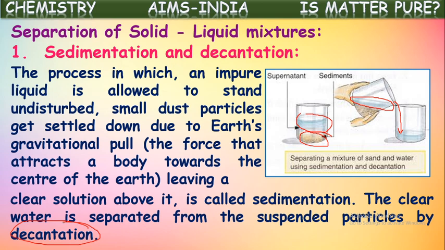Two are there. First, they will allow these solid particles in a liquid to settle down. How? By leaving this container without disturbing for a certain time. Then what happens? All the solid particles will settle down. That is called sedimentation. After settling down, the pure liquid that came up will be taken into another container slowly by bending it. That separation of pure liquid floating up is called decantation.